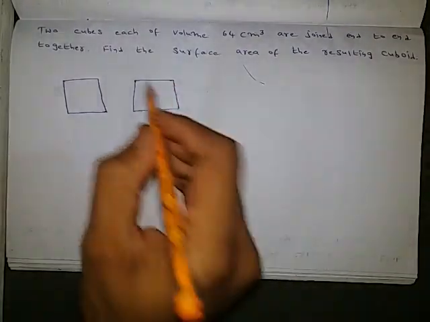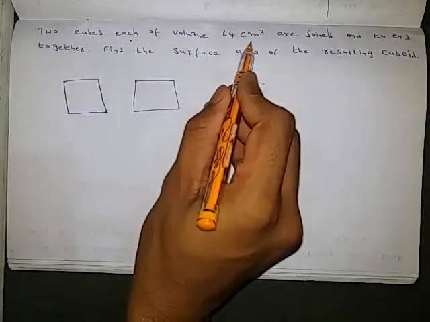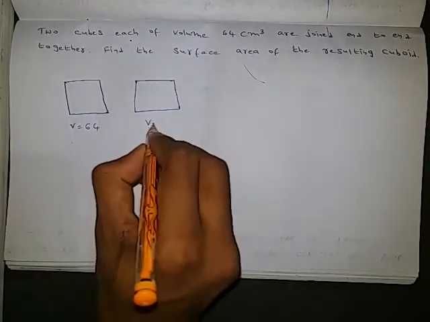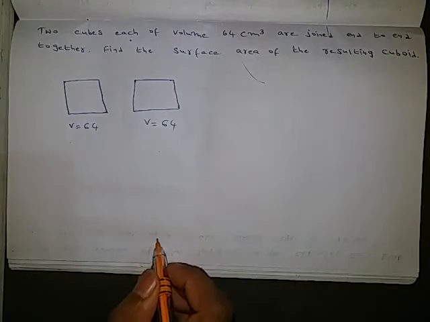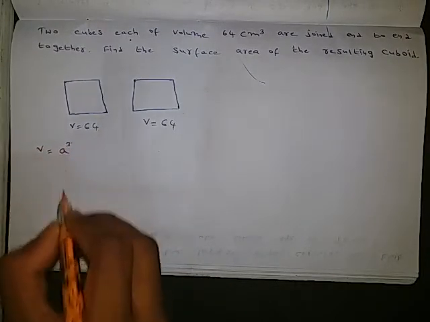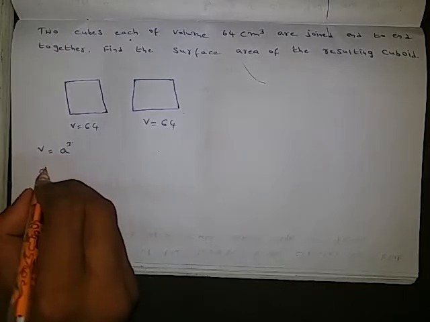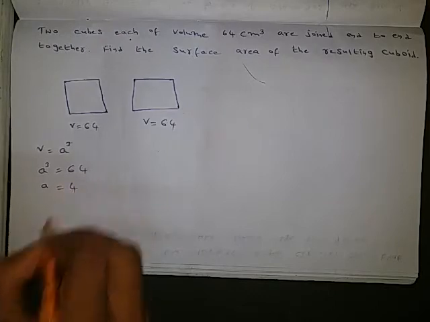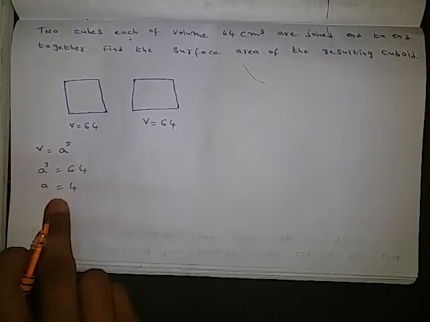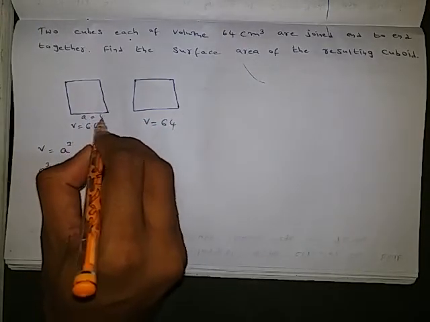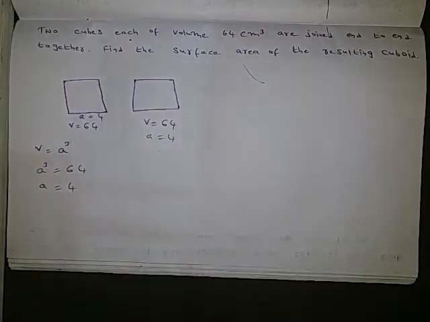He clearly mentioned each cube volume is 64 only. So this first cube volume is 64, second cube volume also 64. So what is the exact formula for volume of a cube? Volume of a cube is a cube. So this a cube is equal to 64, then a value will be 4. A is nothing but the side of the cube. So the side of the cube we got as 4, and the side of the second cube we got as 4.